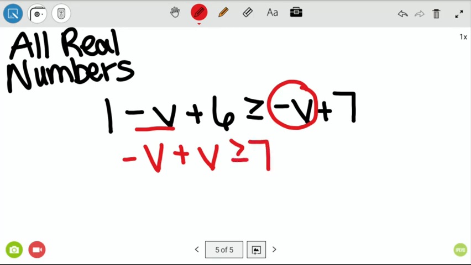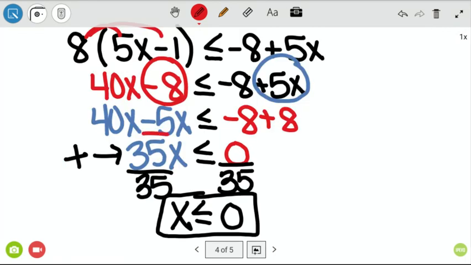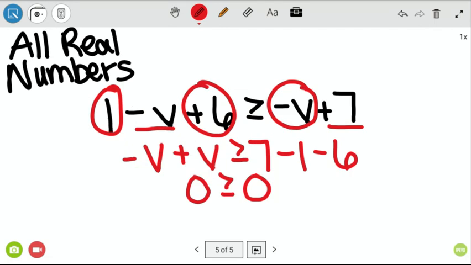And then we have a 7, which is already on that side, but we're going to subtract a 1, and we're going to subtract a 6. Now, whenever we look at this, I end up with 0 on the right-hand side. If you end up with no variables, so on that last example we still had a coefficient with x, we no longer have a coefficient. It's just 0.